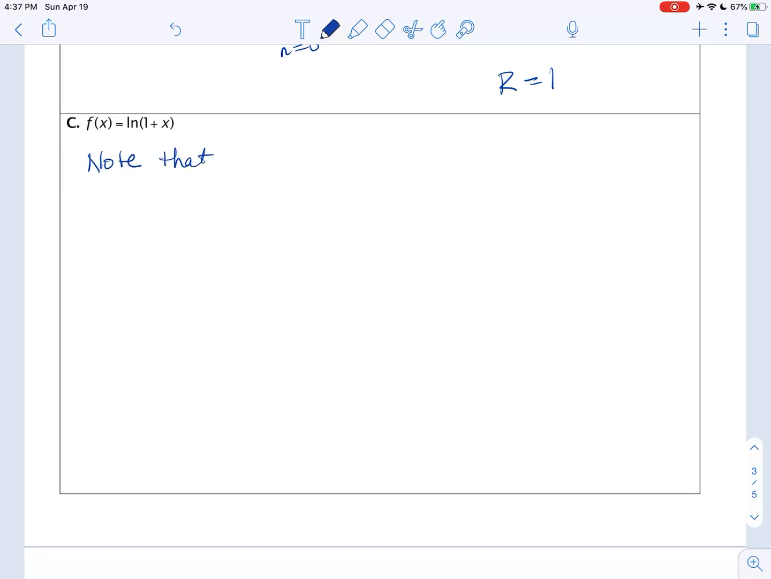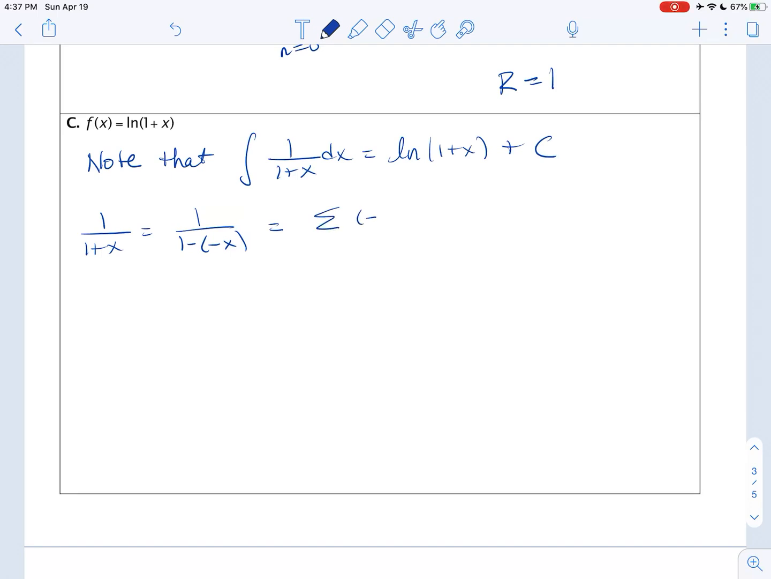So I do note that the integral of 1 over 1 plus x dx does equal the ln of 1 plus x plus c, right? I also know that 1 over 1 plus x is equal to 1 over 1 minus negative x, and if I use the geometric series representation, I can substitute my value of negative x in here, and simplify to proper power series form and get minus 1 to the n times x to the n for 1 over 1 plus x.